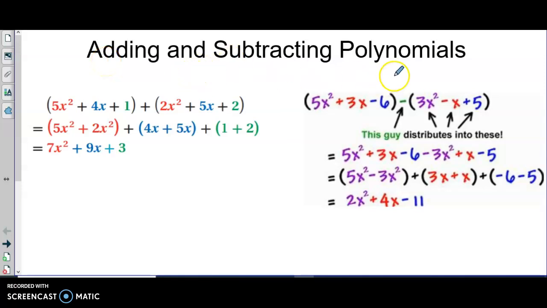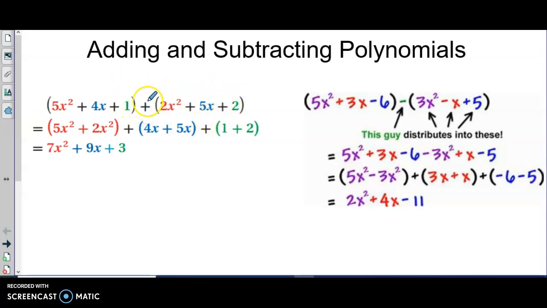So today we're continuing to talk about polynomials, but now we're talking about adding and subtracting polynomials. And so what you're going to see is a parentheses. This represents one polynomial plus another parentheses. This represents a different polynomial.